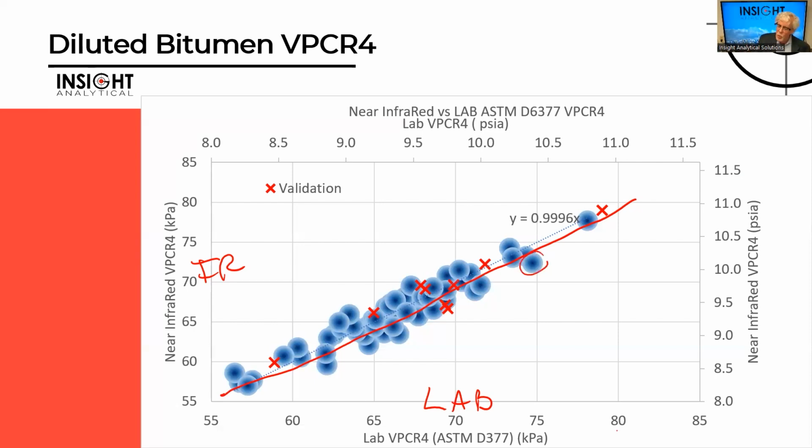The blue dots are ones that we use to build the model. The red X's are examples that we're taking after to show how well the model continues to predict. So once we have these things calibrated and dialed in, the model continues to predict, again, in this case, to within probably 1.5 kPa or so.